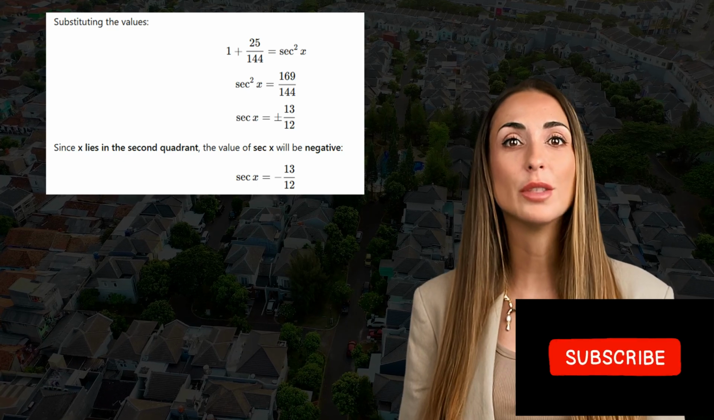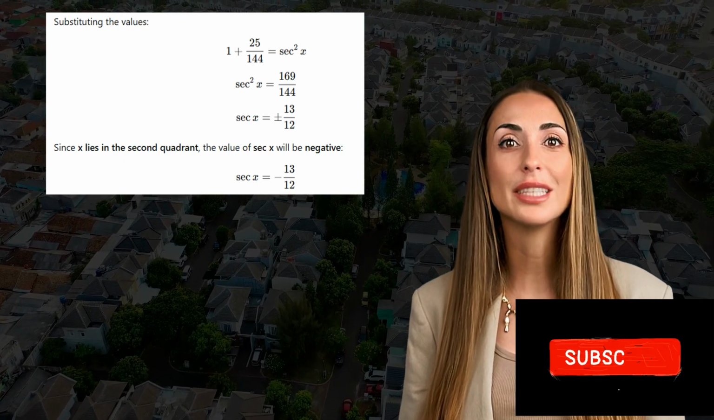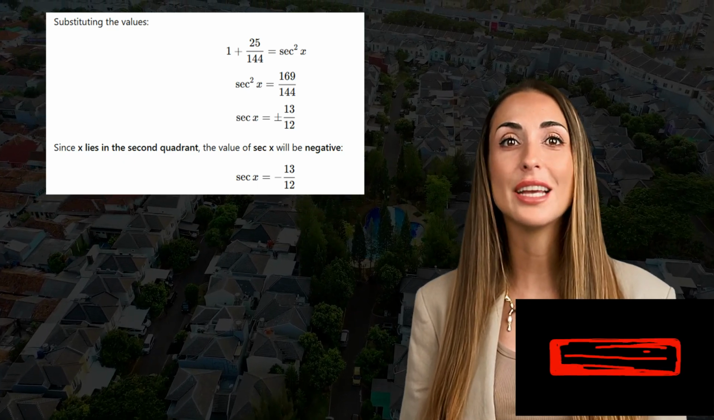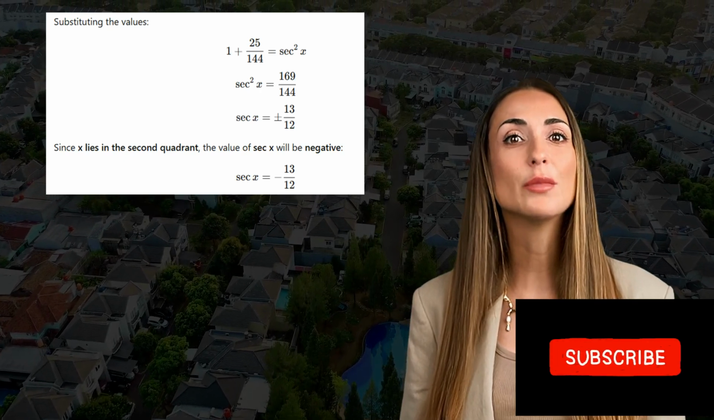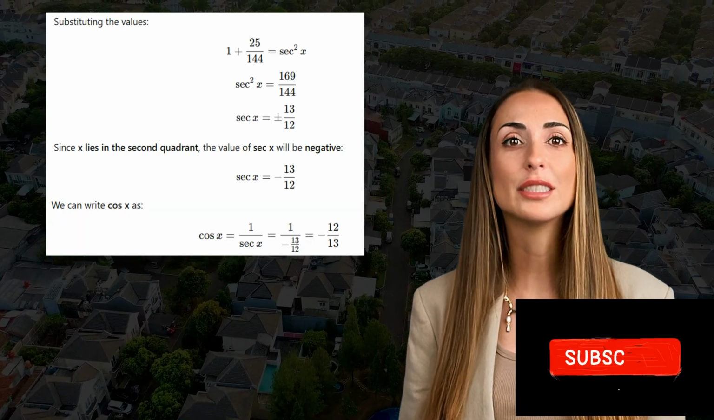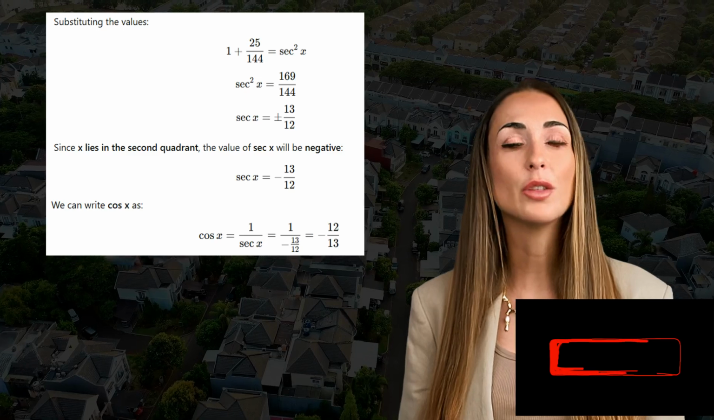Now as we further simplify it, we get sec x equal to plus or minus 13 by 12. Here x lies in the second quadrant, so sec x is negative. So sec x is minus 13 by 12. As we know, cos x is the inverse of sec x, which becomes minus 12 by 13.